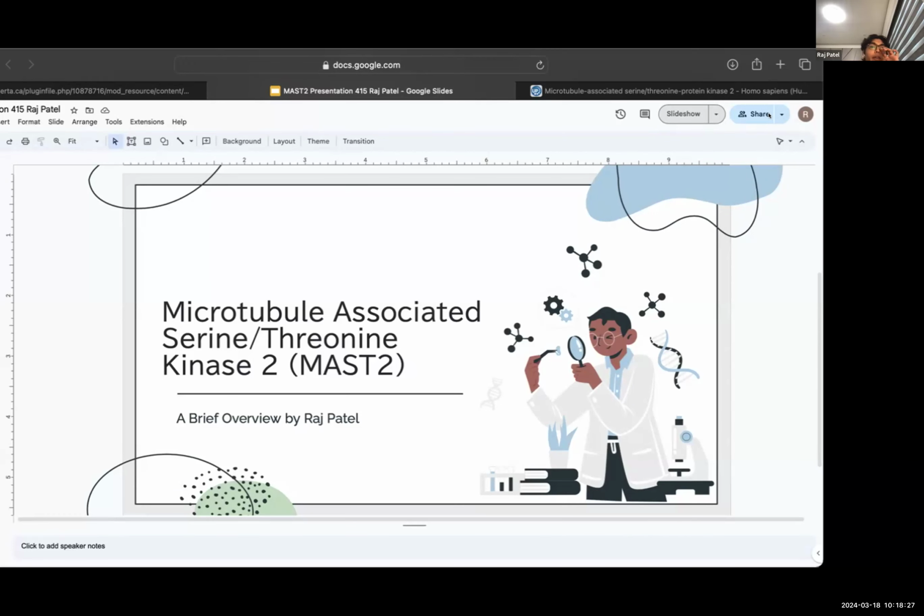All right, so my protein is microtubule-associated serine-threonine kinase 2, and this will be a brief overview. So the reaction that it catalyzes is just phosphorylating via ATP serine and threonine residues on proteins. One of the key functions is that it phosphorylates those serine and threonine residues on microtubule-associated proteins. For example, utrophin over here is a microtubule-associated protein, and MAST2 is going to phosphorylate its C-terminal domain. And this is going to alter utrophin affinity for F-actin. And so this is going to regulate your microtubule structure within the cell.